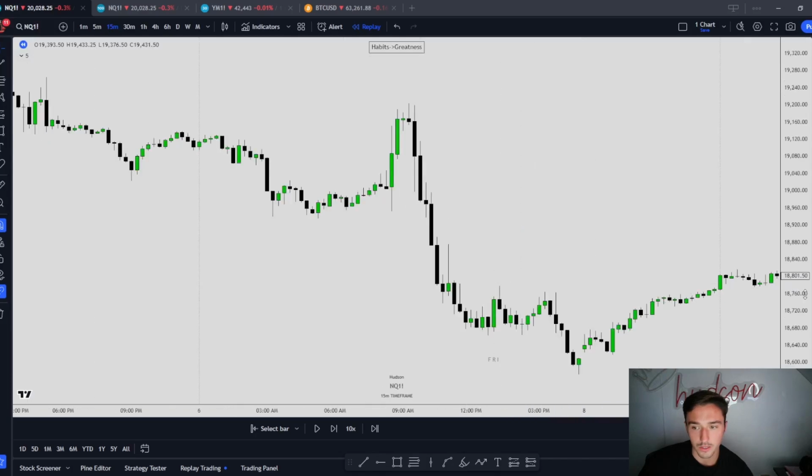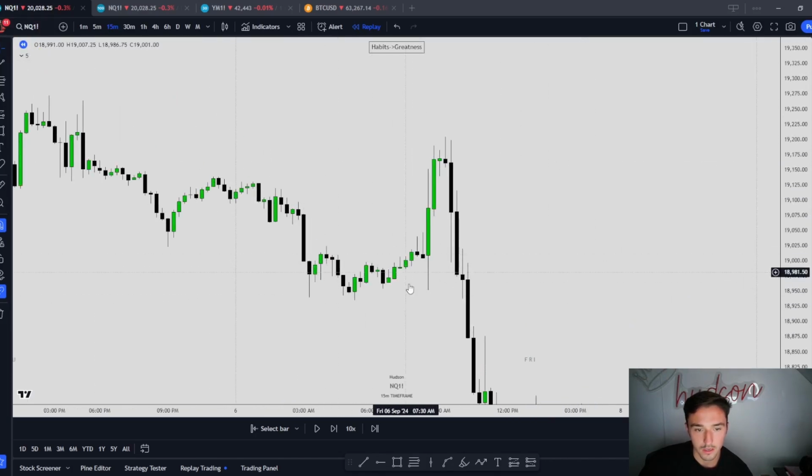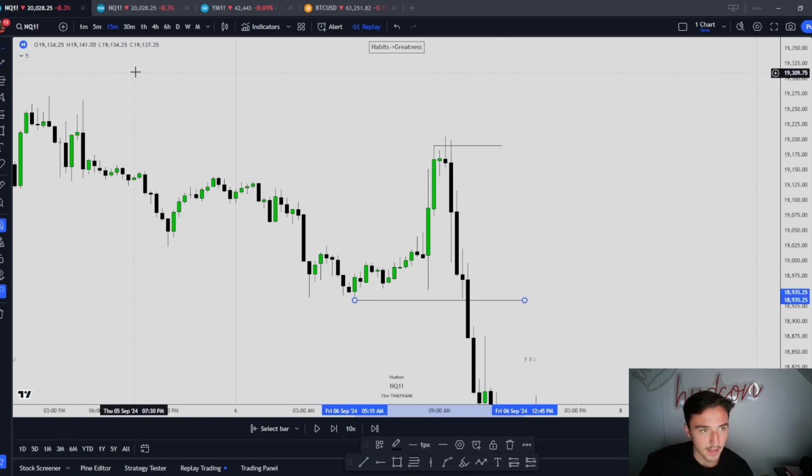Right here looks good. Accumulate, manipulate. This is 8. It looks like we had news at 8:30, so it takes out all these highs. Turtle soup. We have a low.